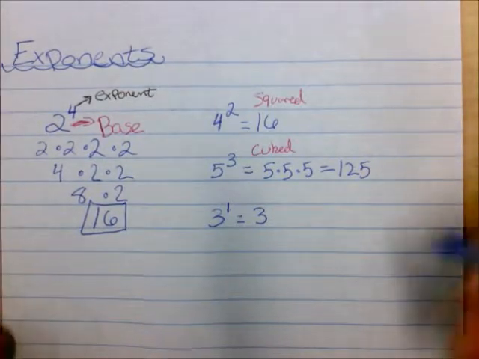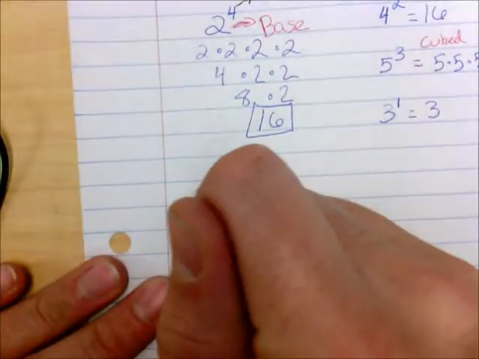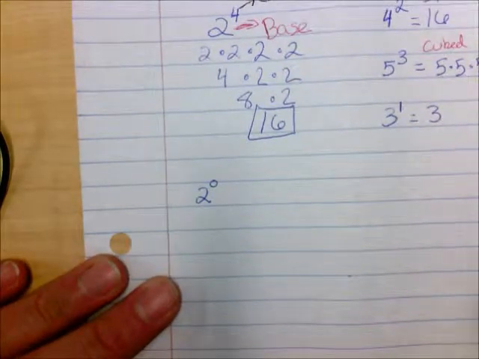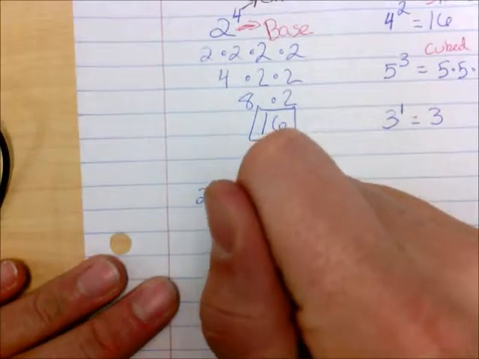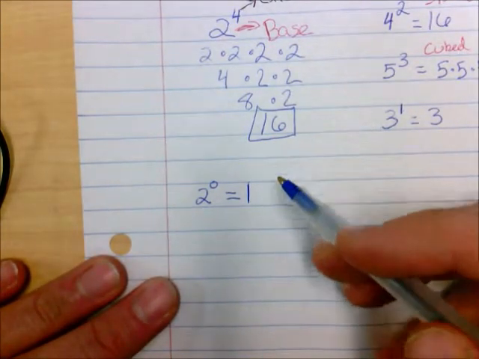The only other one I wanted to talk about, and it's kind of a weird one, we're going to go back to my 2 example, is 2 to the 0 power. All right, well, 2 to the 0 power is actually going to be 1. And anything to the 0 power is 1.